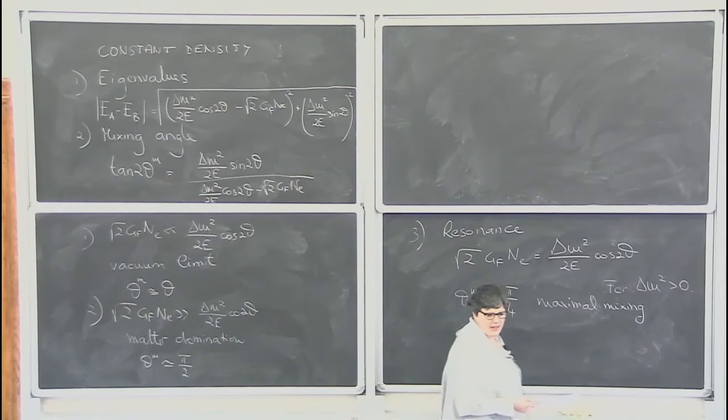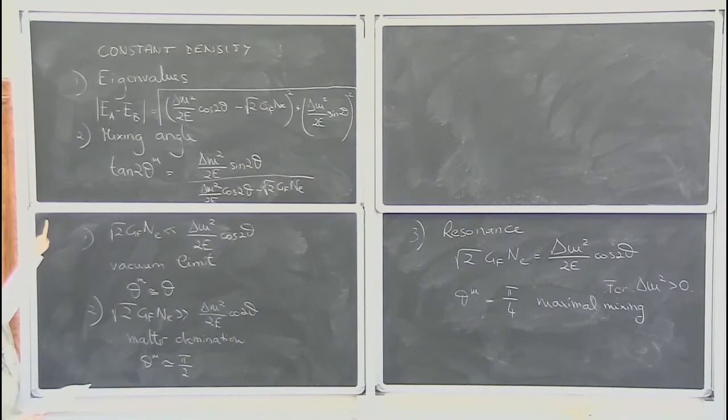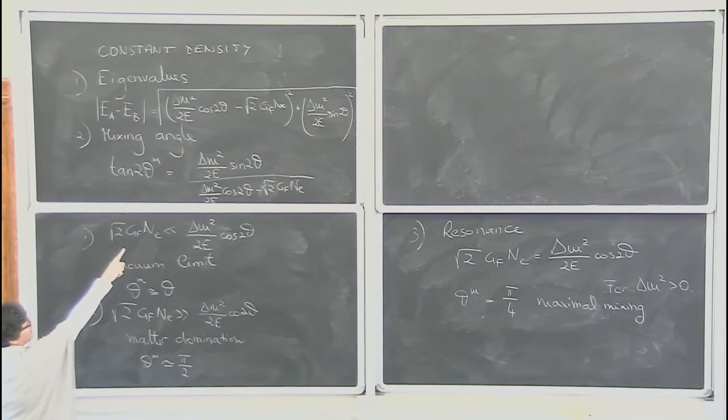What happens, however, we should not forget that we also have that difference of the eigenvalues, which controls the distance that you need for the oscillations to become active. If your angle theta becomes very, very small, you see that the first term is zero, and therefore your oscillation length becomes infinite. So you end up not having oscillations, not because of the mixing angle, but because the oscillation length becomes too long.